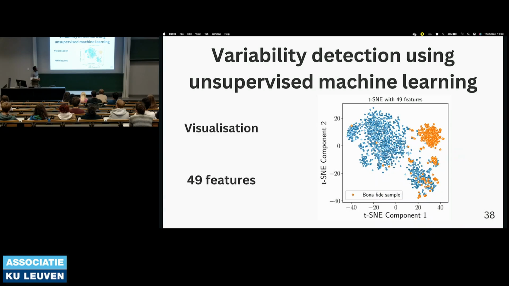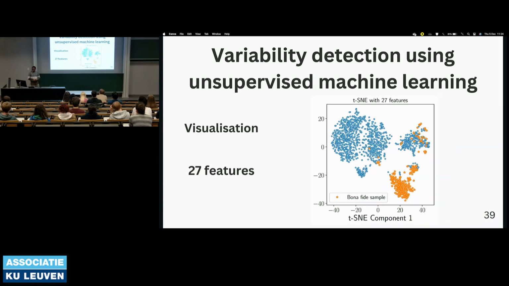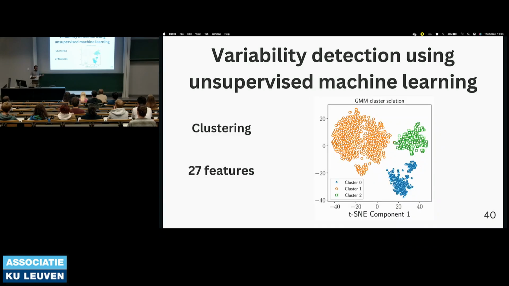So using these 49 features, we obtain these results, but we still want to improve these results by removing the least important features. So we ended up with 27 features, which results in this plot, as you can see here. Then we label them as cluster 0, cluster 1, and cluster 2. And the next step is to understand what type of objects are in each cluster.